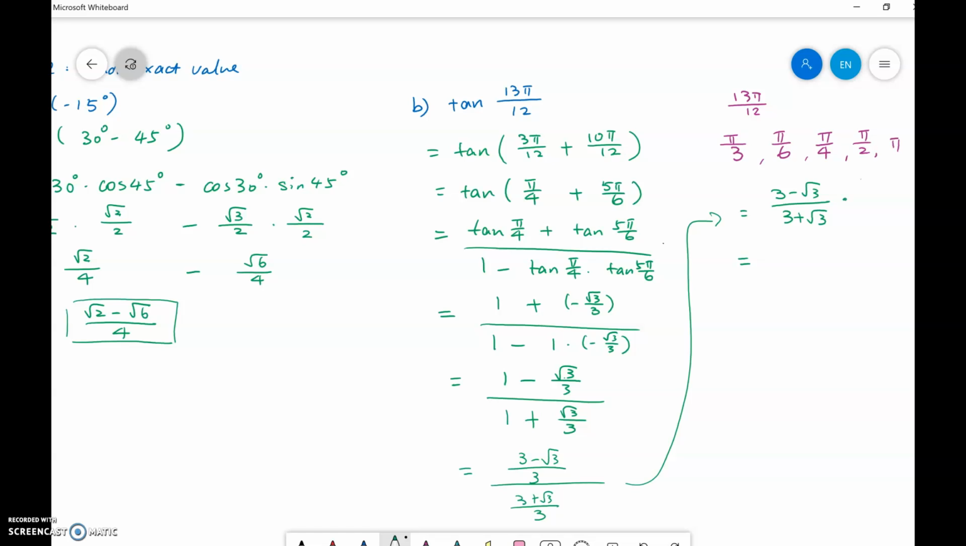Multiplied by the conjugate. On the denominator, we end up with 9 minus 3. On the numerator, we get 9 minus 6 square root 3 plus 3. That is 12 minus 6 square root 3 over 6. We end up with 2 minus square root 3.